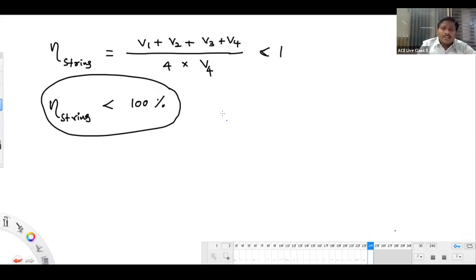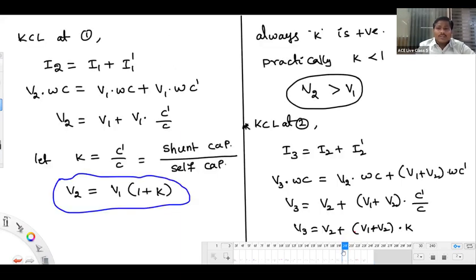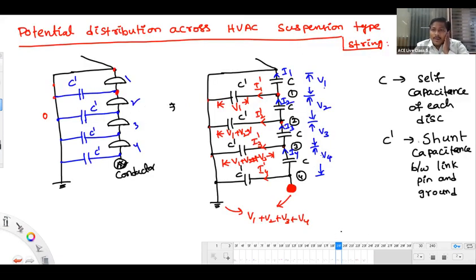Could you please tell me what's the reason for this string efficiency becoming less than 100%? Anybody, please tell me. Simple reason I want. Why voltages V1, V2, V3, V4 are becoming unequal? The reason is I1, I2, I3, I4 currents are unequal.